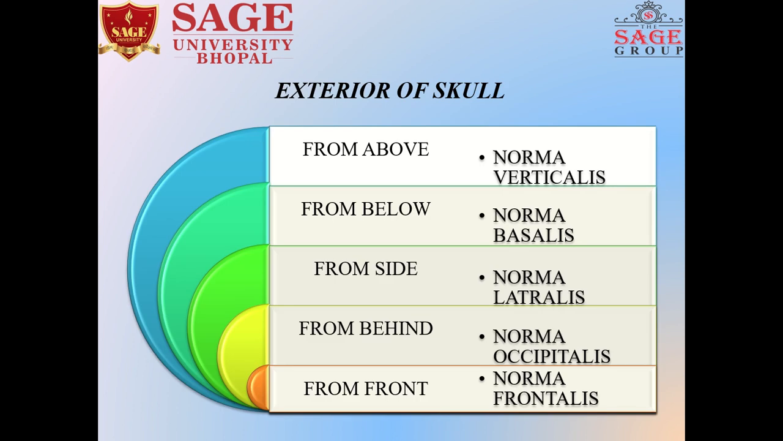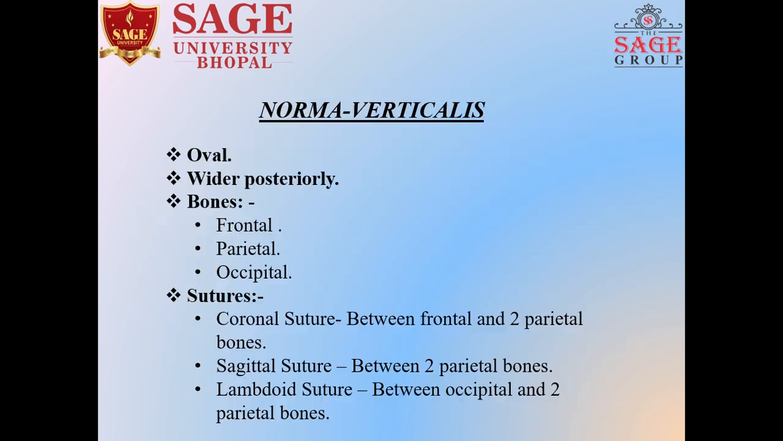Now let us discuss the exterior of the skull. If we view the skull from above, the view is known as norma verticalis. If we view it from below, it is known as norma basalis. If we view it from either side, it is known as norma lateralis. If we view it from behind, it is known as norma occipitalis. And if we view it from the front, or frontal aspect, it is known as norma frontalis.